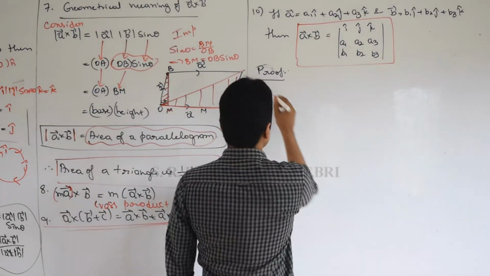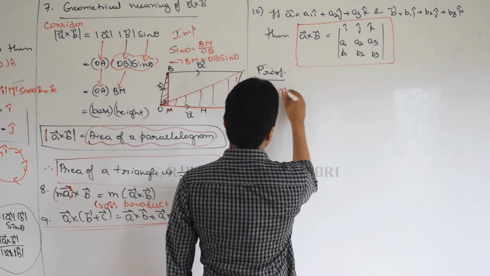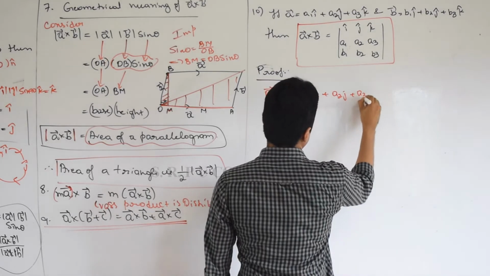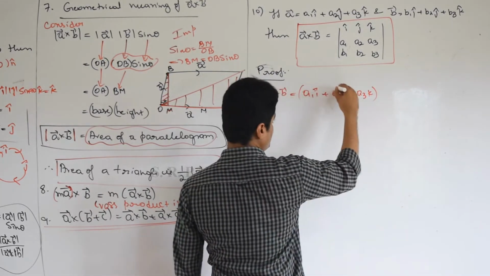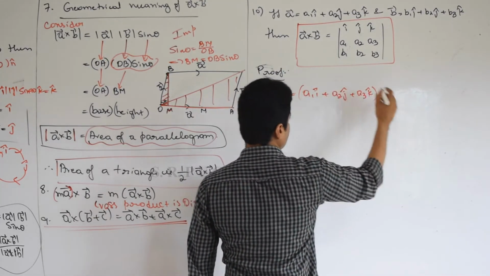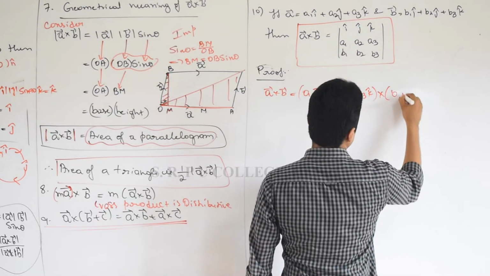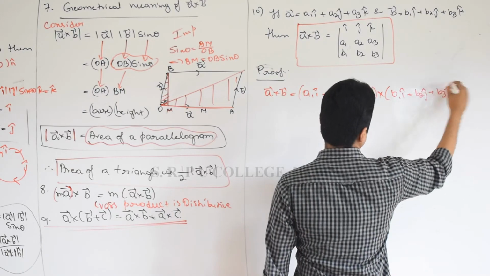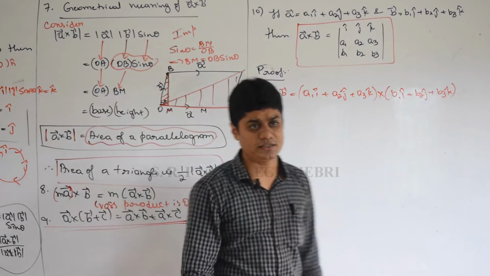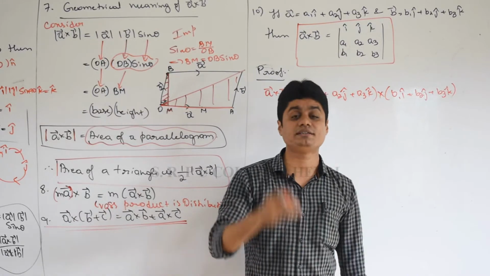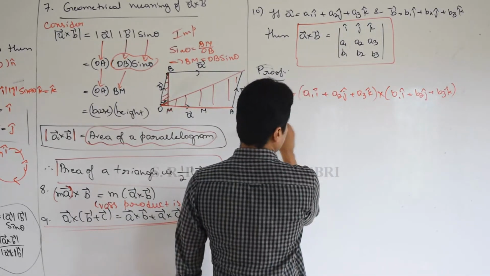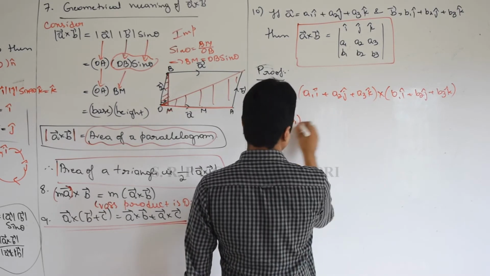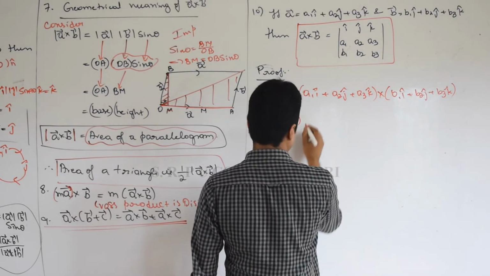Observe carefully. So what is required? a cross b. a cross b is equal to (a1i plus a2j plus a3k) cross (b1i plus b2j plus b3k). I will not write the cap. You have to take the cross product between the two vectors, using the property that cross product is distributive over addition. So a1 into b1 into i cross i. Okay, i cross i will be 0, right?